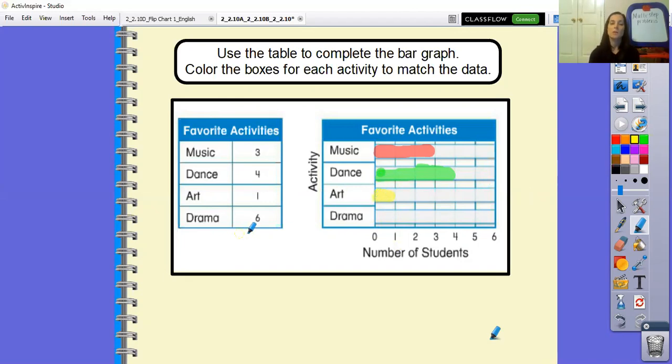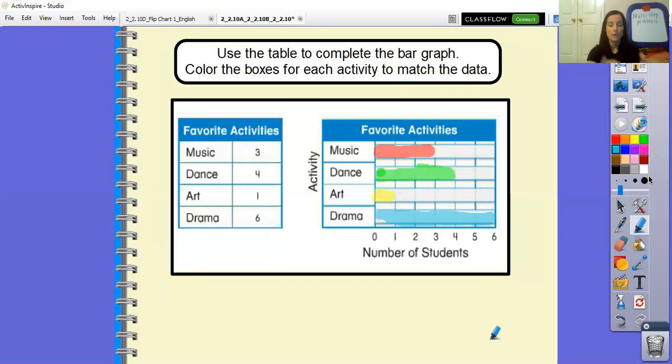And then finally, drama, we can see that 6 people liked drama. So we are going to use our highlighter and shade in all the way up to the number 6. You can either do it this way, or you can find the number and then go across as well. You can go back and forth. And as we can see, the favorite activity, just by looking at our bar graph, because it's much easier to look at it now, is drama because it had the biggest bar or the biggest number.